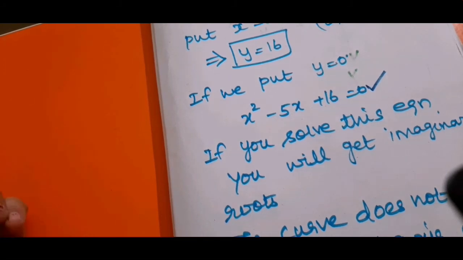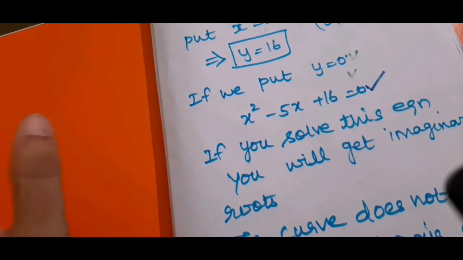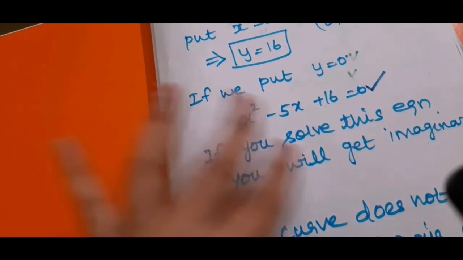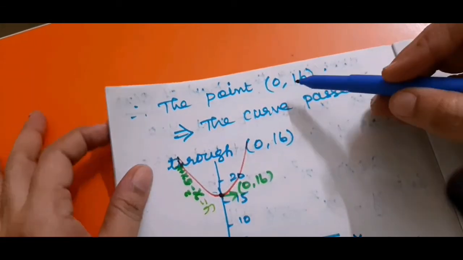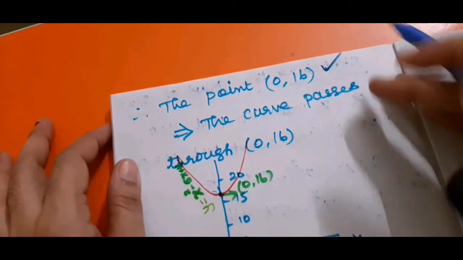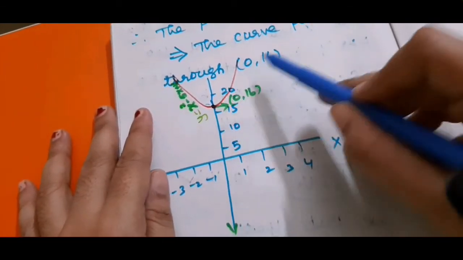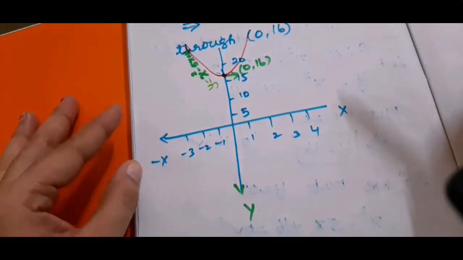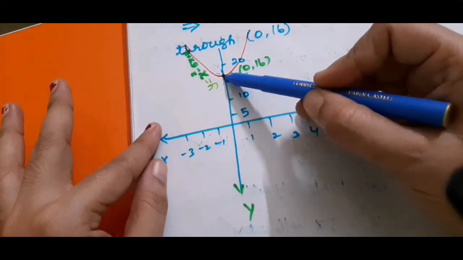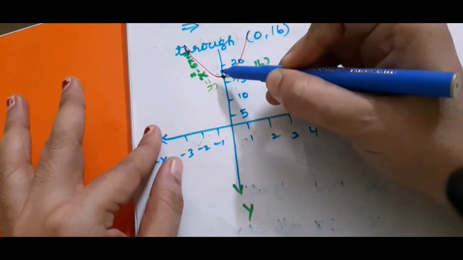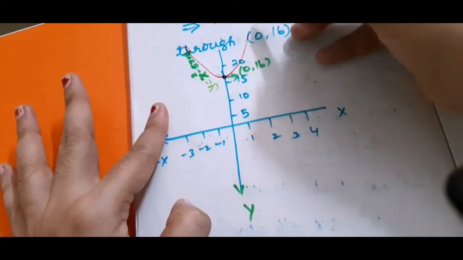If the curve meets the x-axis, it has real roots. If the curve does not meet the x-axis, it does not have real roots, it has only imaginary roots. So the point 0, 16 only we want to consider. So the curve passes through 0, 16. So I have drawn the axes. Since the curve does not meet the x-axis, it passes only through 0, 16. So I am putting the point here and I am drawing the curve.